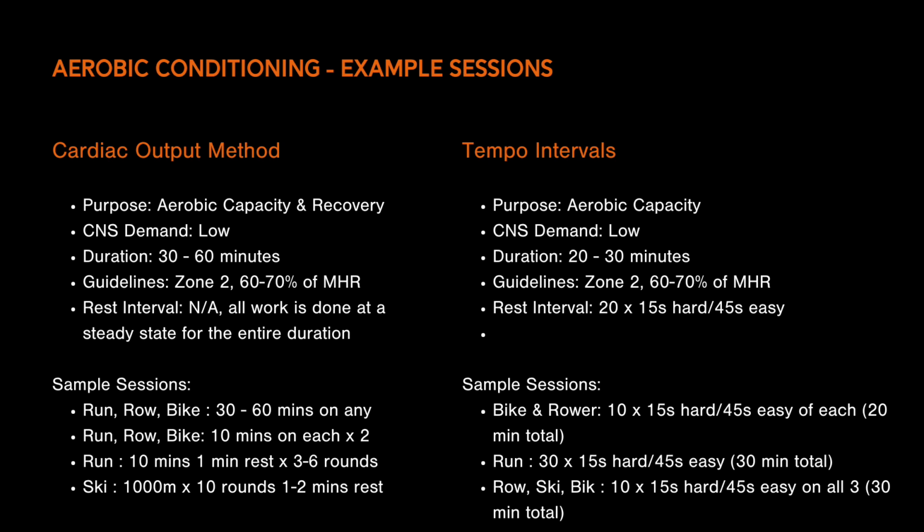Key things here, guidelines, zone 2, 60 to 70% of your maximum heart rate. So if you have a heart rate monitor, that's brilliant. If not, basically, this is steady state. So if we went on a run together, if we're running for 60 minutes, the whole 60 minutes, you should be able to hold a conversation. If you are holding a conversation, it is roughly zone 2, roughly 60-70% of your maximum heart rate, okay?